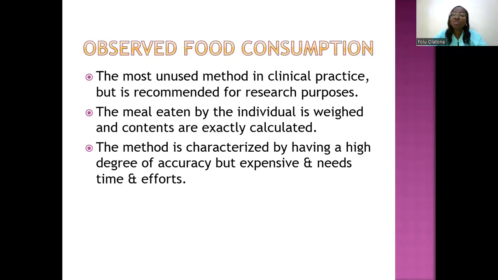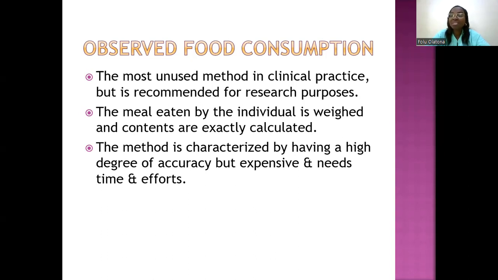Then observe food consumption. This is the most unused method because it involves interfering with other people's affairs. You need to get permission to go to people's homes, and then you observe the meal eating. Before they eat their meal, you wait and you know the content, you know the amounts, and then you go and calculate the nutrients. This method is characterized by a high degree of accuracy because it's what they are about to eat. It's not about somebody telling you so that you feel good.